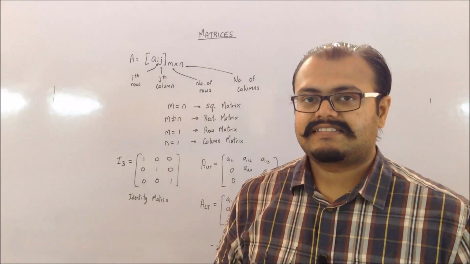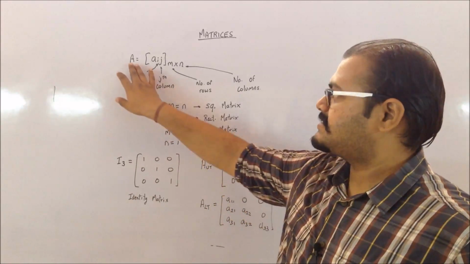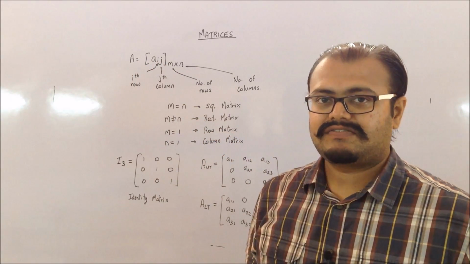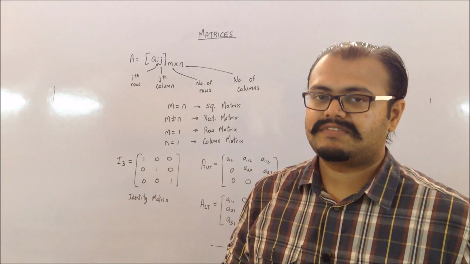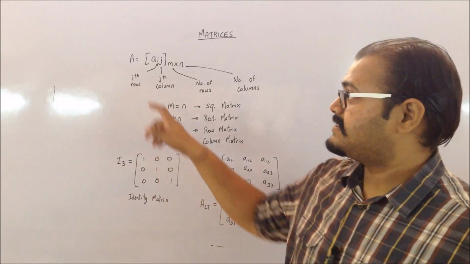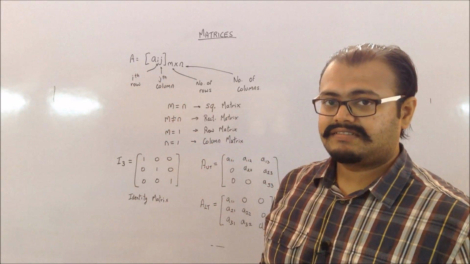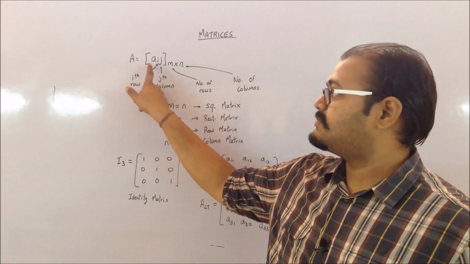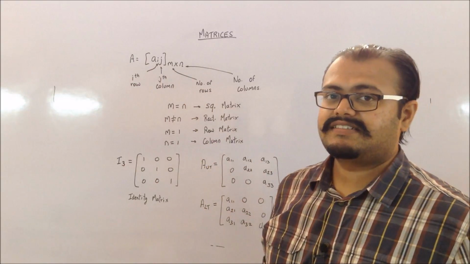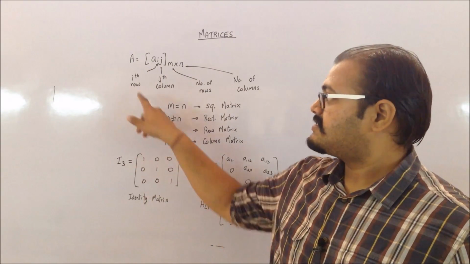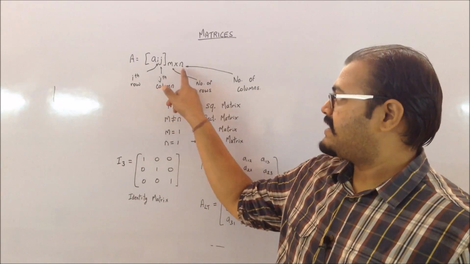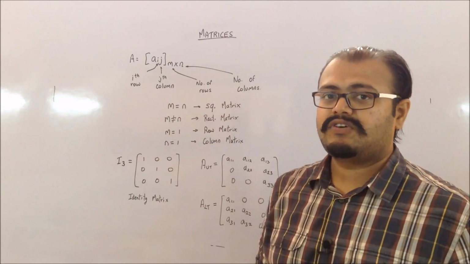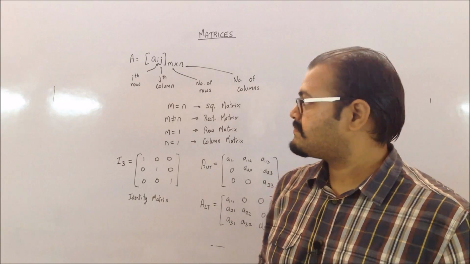So let us first discuss what is a matrix. A matrix is any representation of a set of numbers in rows and columns. It is basically the arrangement of numbers in rows and columns. It is denoted by a capital letter. So like over here A is equal to Aij, where Aij is the term at the position ith row and jth column. And M and N are the number of rows and number of columns in that particular matrix.